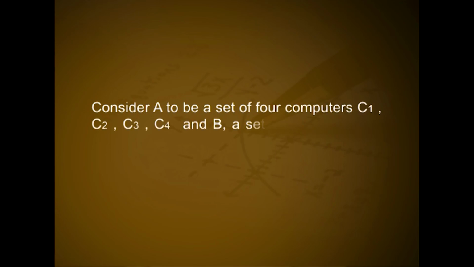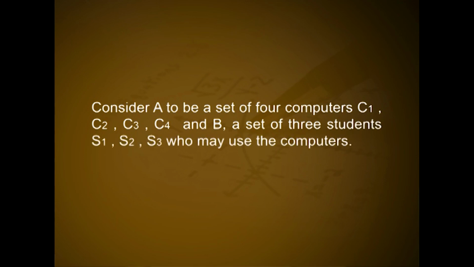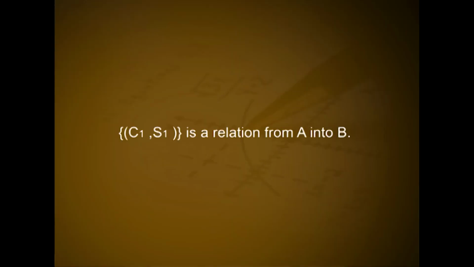As an example, consider A to be a set of 4 computers C1, C2, C3, C4 and B a set of 3 students S1, S2, S3 who may use the computers. If no student is permitted to use any of these computers, then we get the empty set as a subset of A cross B, which makes the empty relation. It is clear that the singleton set {(C1, S1)} is a relation from A into B. If there is no restriction for the students to use the computers, then correspondingly we get the whole of A cross B, which is the universal relation.